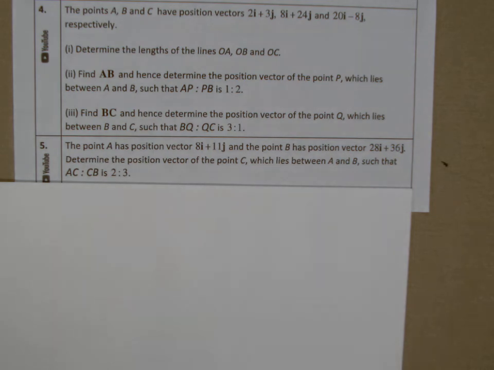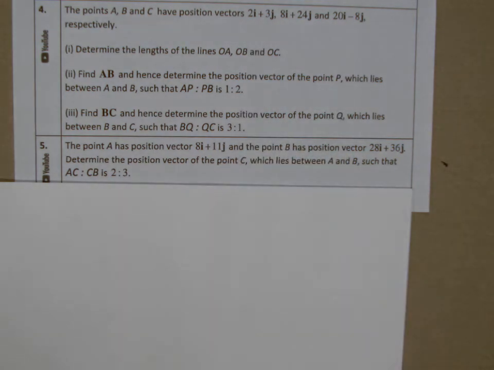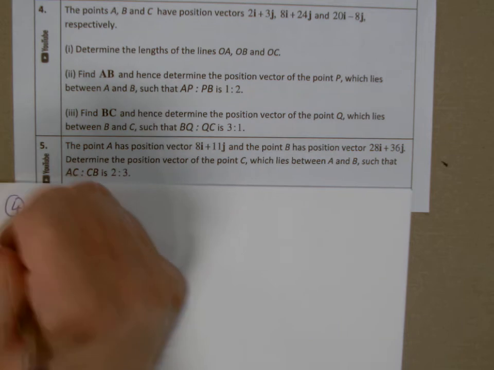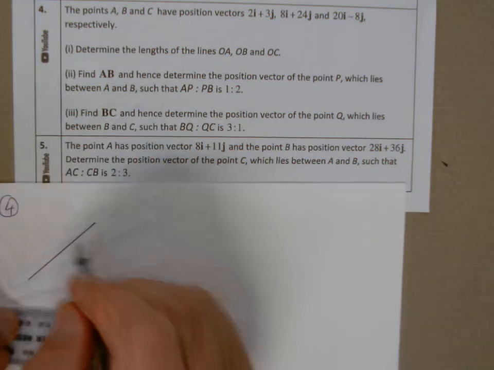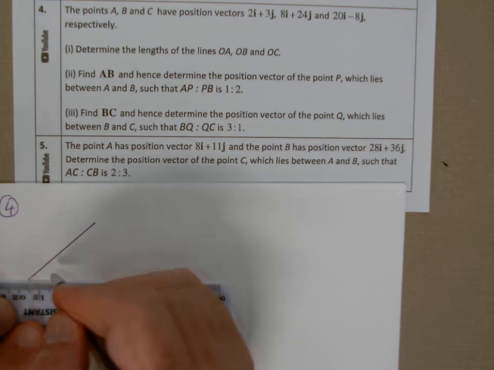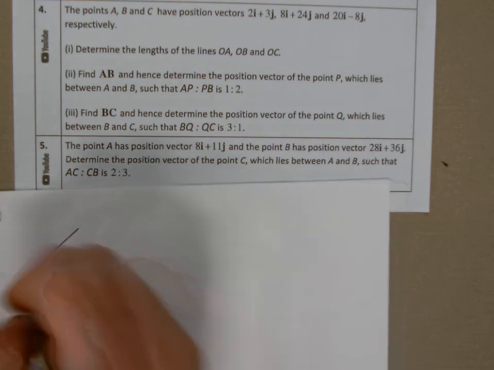The points A, B, and C have position vectors, as we've got there. And it says determine the lengths of the lines OA, OB, OC. So again, a sketch is helpful here just to see, to start with, that we've got these 3 points relative to the origin.